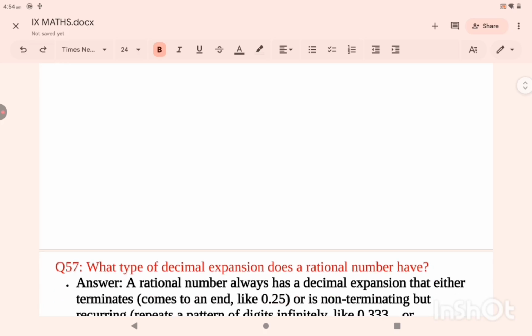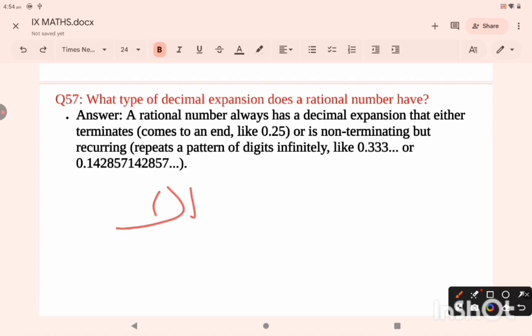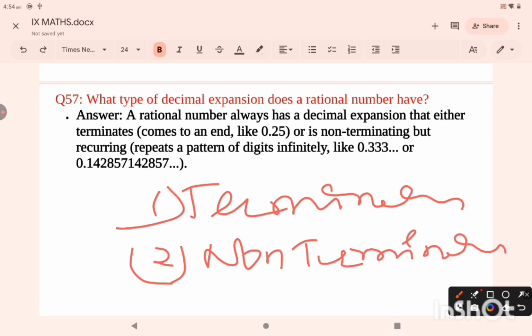Next one. What type of decimal expansion does a rational number have? Already we know the decimal expansion of rational numbers. First one, terminating decimal. Second one, non-terminating, repeating or recurring decimal.